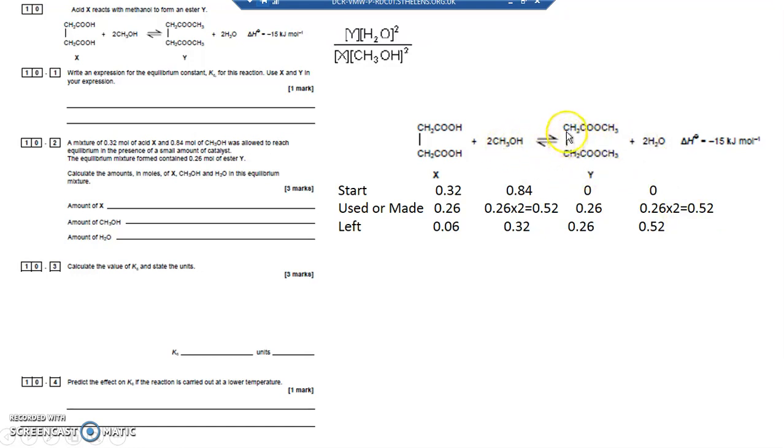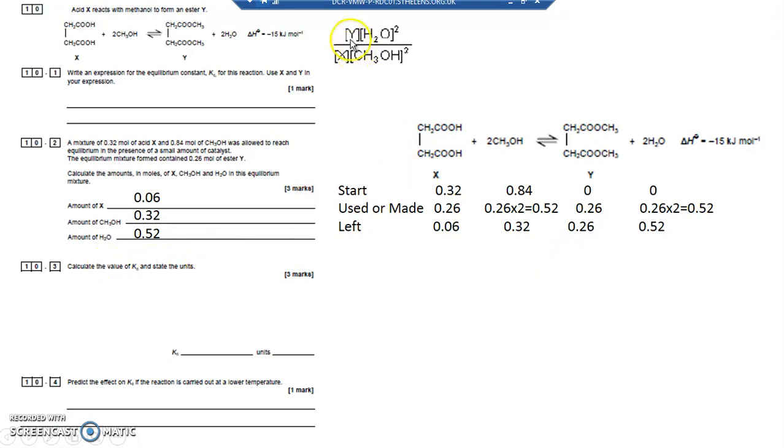When I make 1 mole of this, 1 mole of this is used up. So if I make 0.26 moles of this, I use up 0.26 moles of this. I started with 0.32, I've got 0.32 minus 0.26, I've got 0.06 moles of this left over. When I make 1 mole of this, I use up 2 moles of this, so 0.26 times 2 is 0.52. I've used up 0.52 moles of this. I had 0.84 in the original mixture, subtract the 0.52, 0.32.